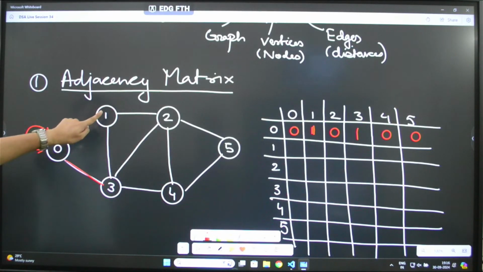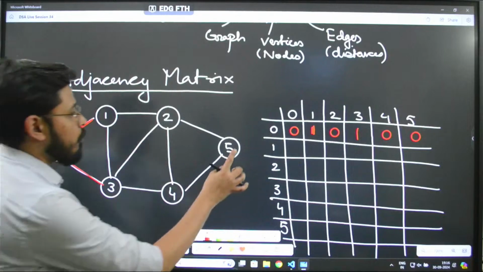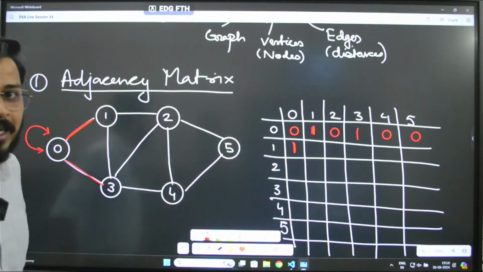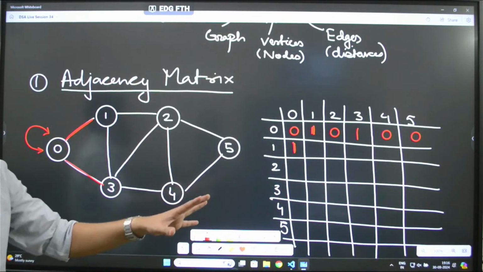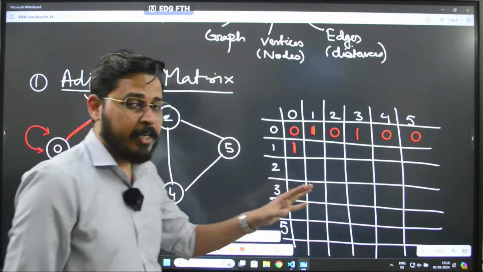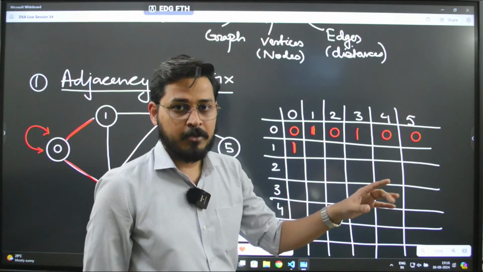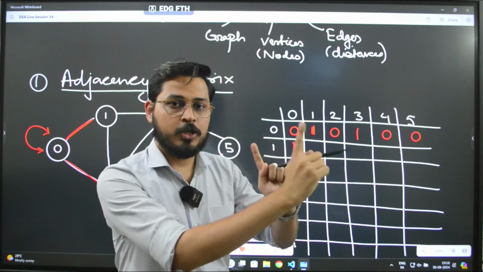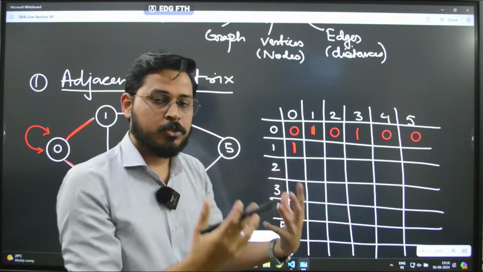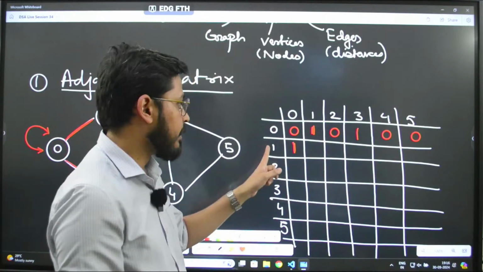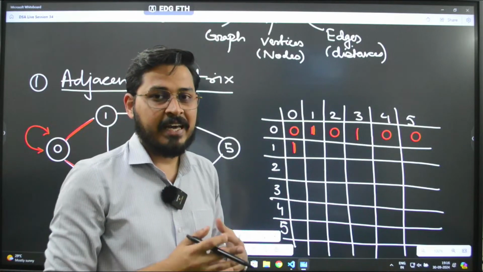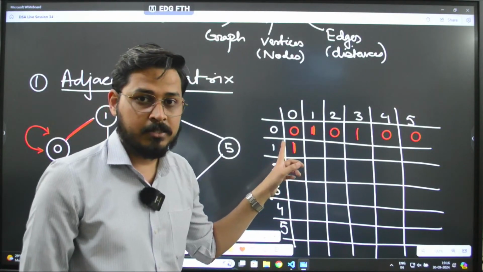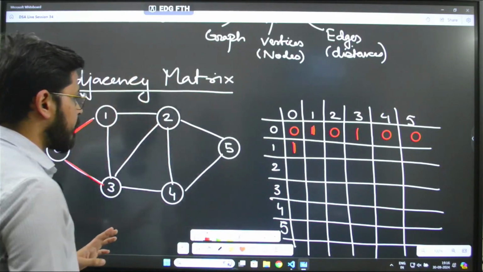Okay, now we will talk about 1 to 0. 1 to 0, yes, because this is an unweighted, undirected graph, and in an undirected graph the edges can be in both directions, from 0 to 1 or 1 to 0. So in this case I can say that yes, from 1 to 0 the edge exists, and I will put that one right here in this matrix. I hope this is very much clear.